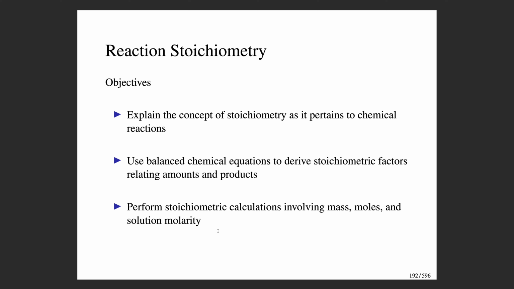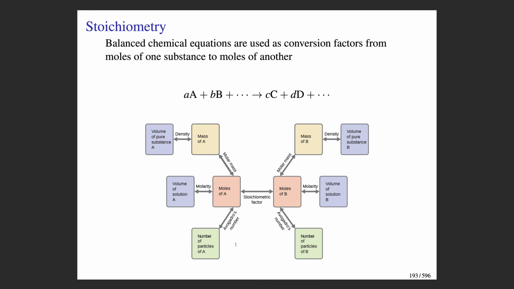Okay guys, in this next video we are going to start reaction stoichiometry. So there's going to be a lot of numerical problems in this one. And so we'll be using chemical equations to derive amounts of both reactants and products. And we'll be doing calculations involving moles and mass and also molarity. So this diagram essentially explains what a stoichiometric calculation is.